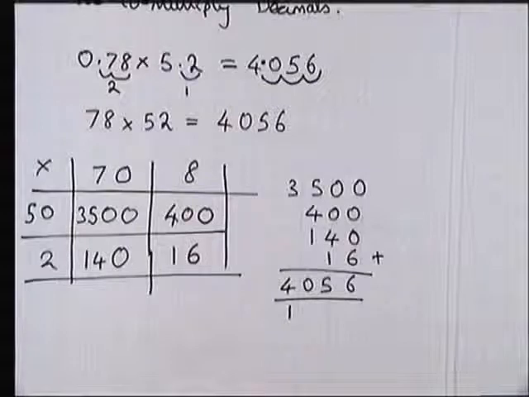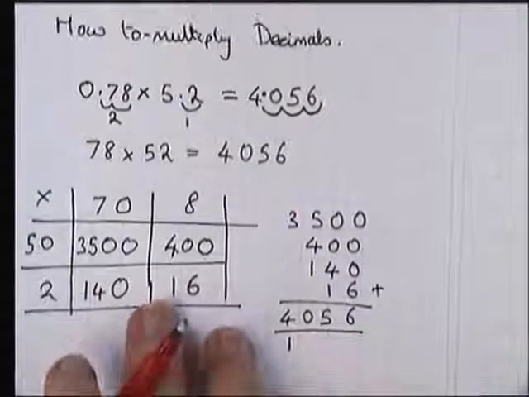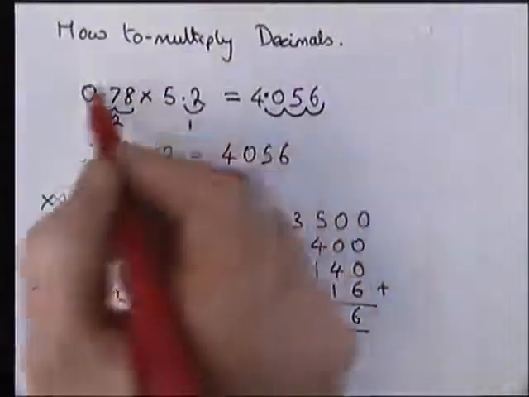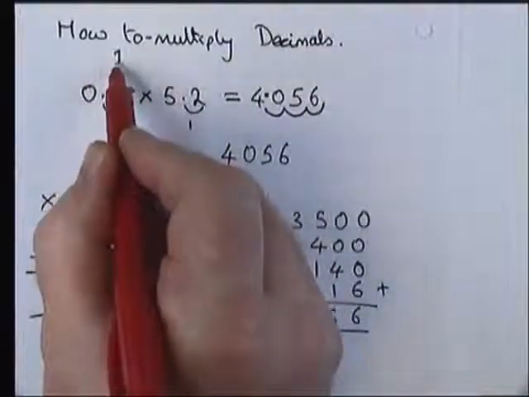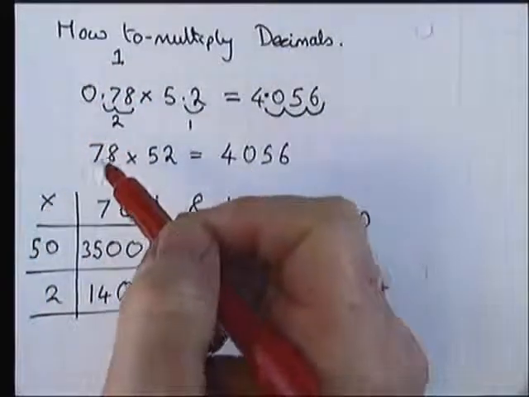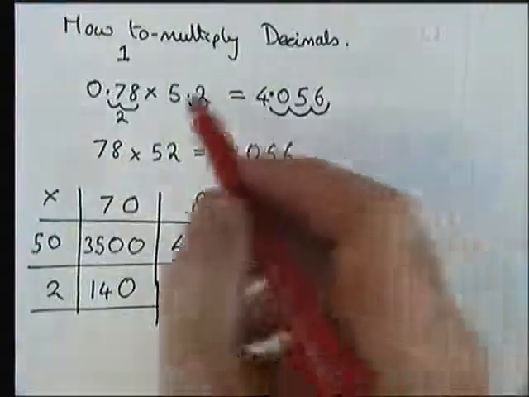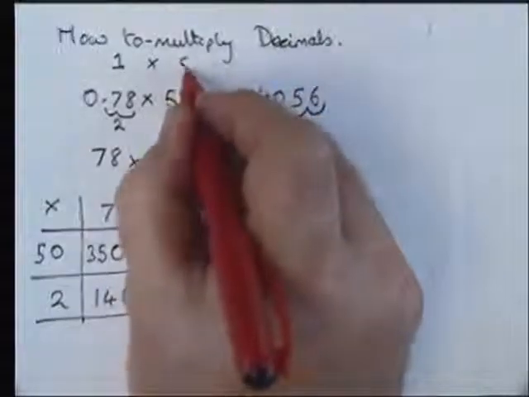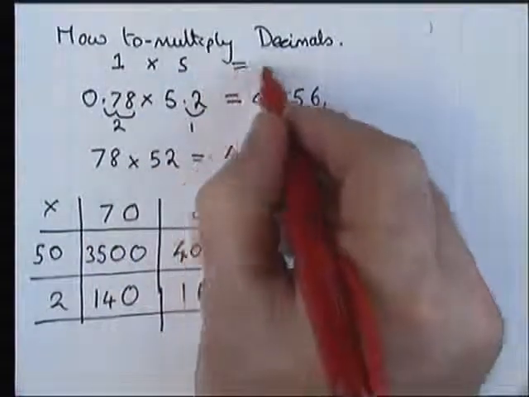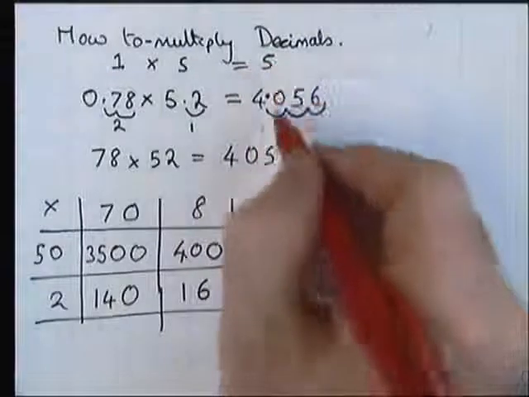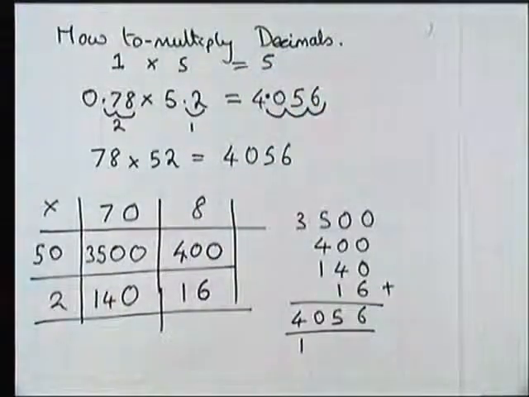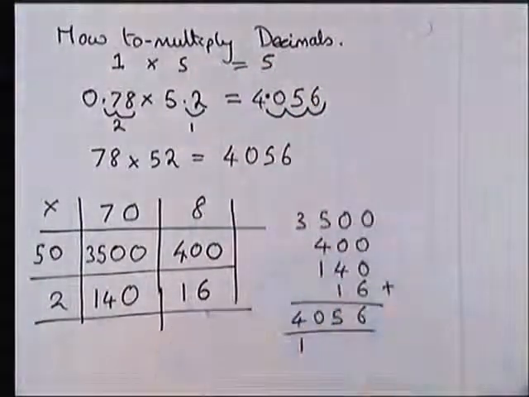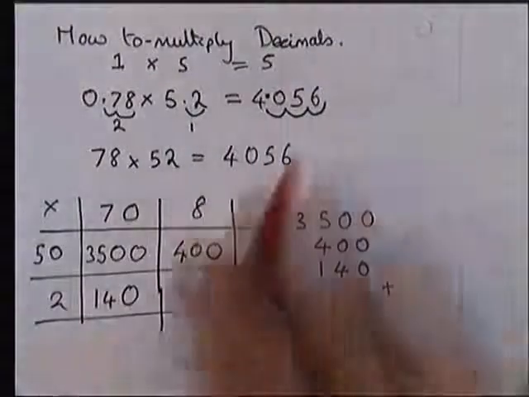Now it's very easy to make a mistake at this point, so we always recommend that you just check that it's right by doing an estimation. So above, let's just estimate it. 0.78 is quite close to 1. It's closer to 1 than it is to 0, so we round that up to 1. And 5.2 is closer to 5 than it is to 4, so we round it to 5. And 1 times 5 is 5. Now 5 is pretty close to 4, so we can say that from our estimate, 4 looks correct.